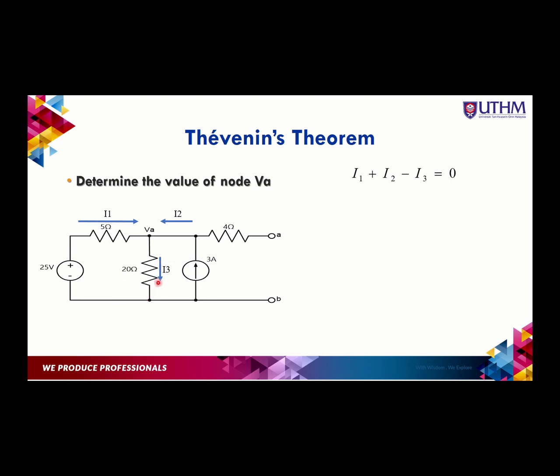So if we're able to determine the voltage drop across 20 ohms, which means VA towards ground here, then we can say that's the Thevenin voltage for the port AB, because the 4 ohm resistor will have no current flow through it, and there is no contribution whatsoever from this resistor. So let's calculate the VA value here.